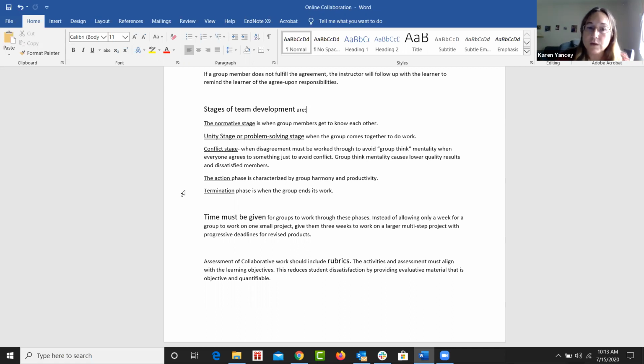Then there's the action phase that's characterized by harmony and productivity and good, thorough work. And at the end, there's the termination phase when the group work ends.